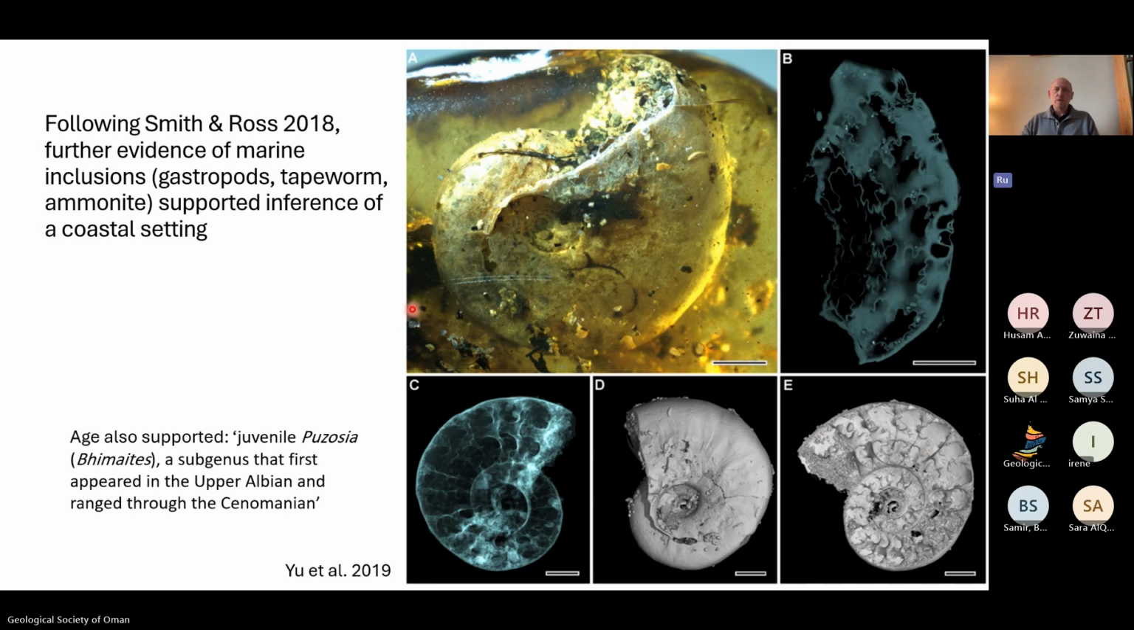And just after this paper was published in 2018, several other papers piled in with more evidence of aquatic organisms, and specifically marine aquatic organisms in the amber. And this one was the most spectacular by far. So it's an actual ammonite in amber. So you must be in a coastal setting for this to happen. It has no soft parts. It's obviously been a little bit abraded, but an incredible amber enclosed ammonite, which also very nicely confirmed the age of around 100 million years.